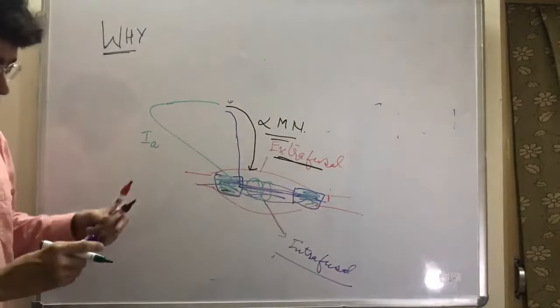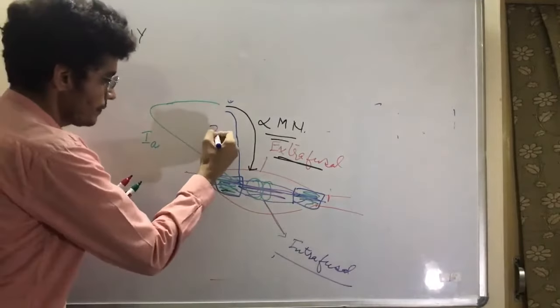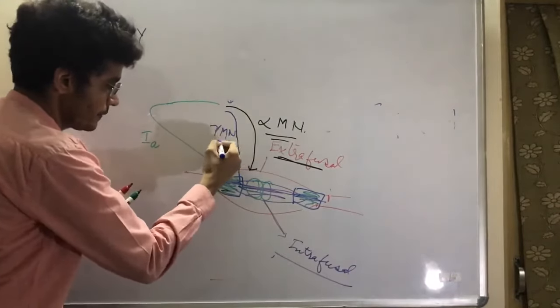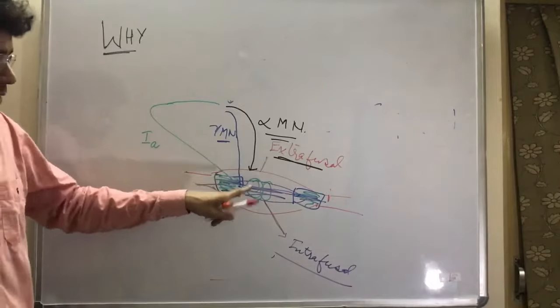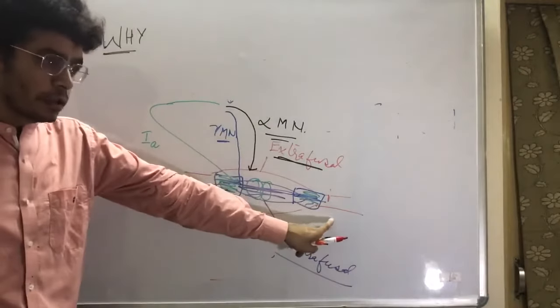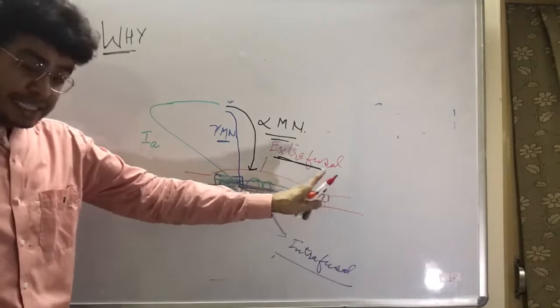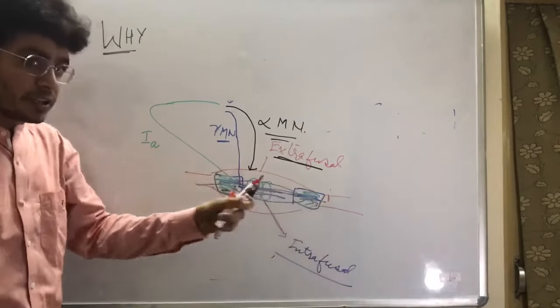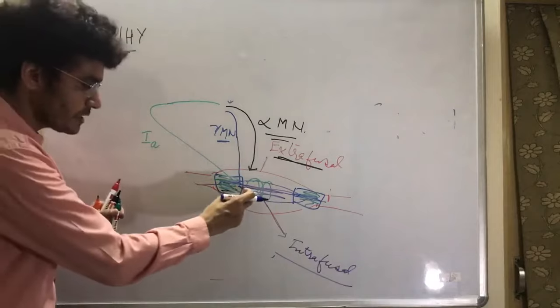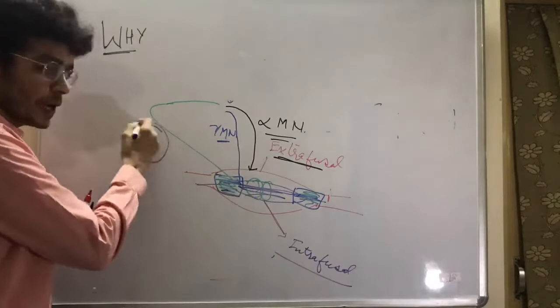So when the gamma motor neuron gets stimulated, initially we hit the muscle tendon with the knee hammer, and after hitting it, there will be stretching, and that stretching of the muscle spindle will be carried by the 1A fiber.